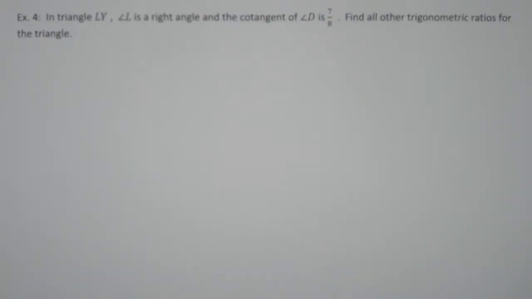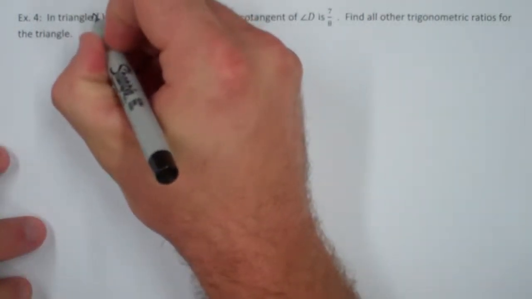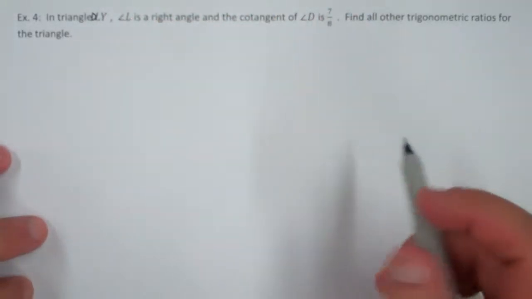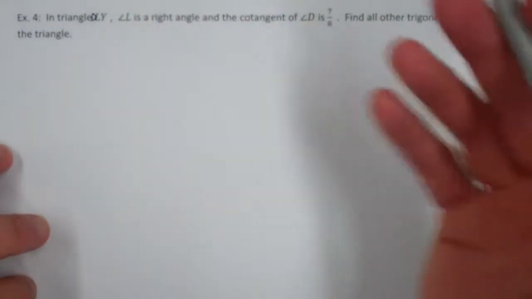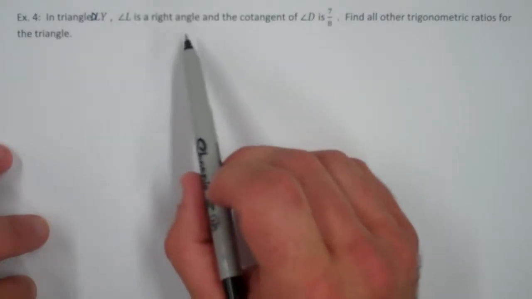In this example, we've got a triangle, and it seems as though the triangle itself, all three letters, has been left out. I think the letter that's missing here, I don't know if it's missing in your notes as well, is D. So that'll be triangle DLY. We have an angle D over here, so that would make sense. And angle L is a right angle.